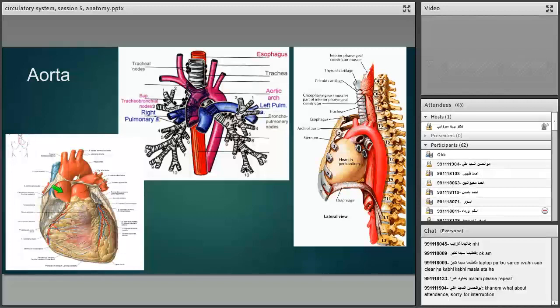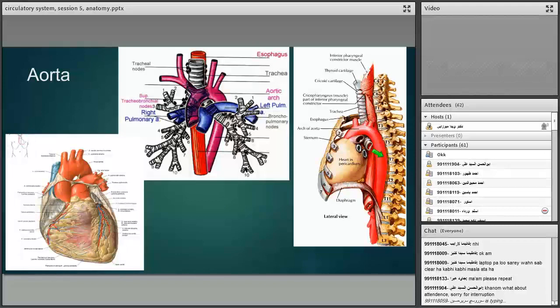The direction of the aorta is from the right side to the left and posterior side. So it is going from the right side and anterior to the left side and posterior. The first part, look at here, we can see the direction in this slide with a good view from anterior to posterior. Anterior and right to posterior and left.